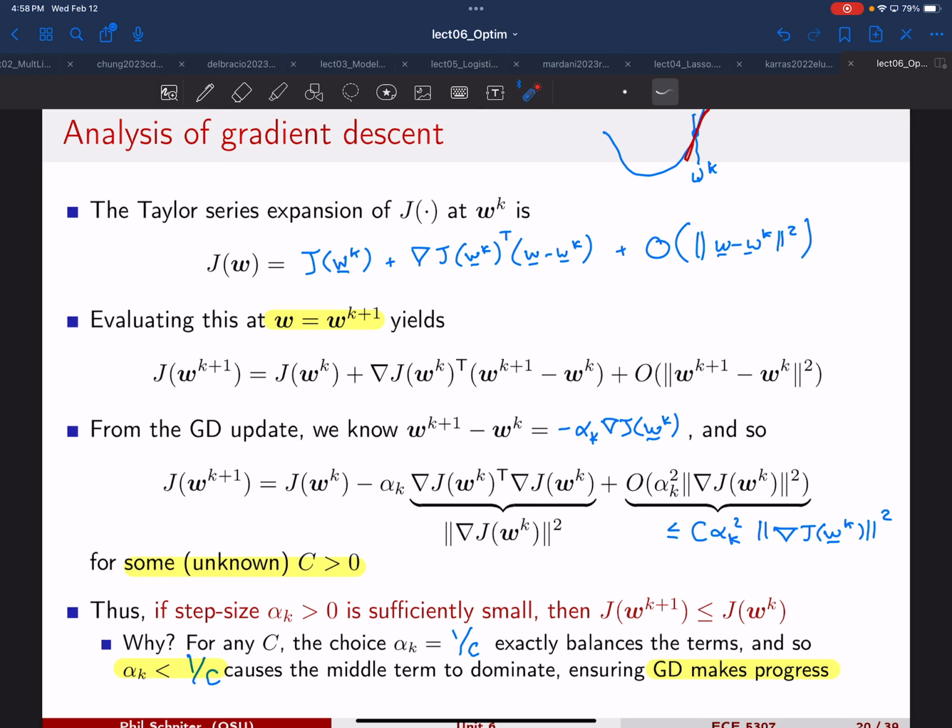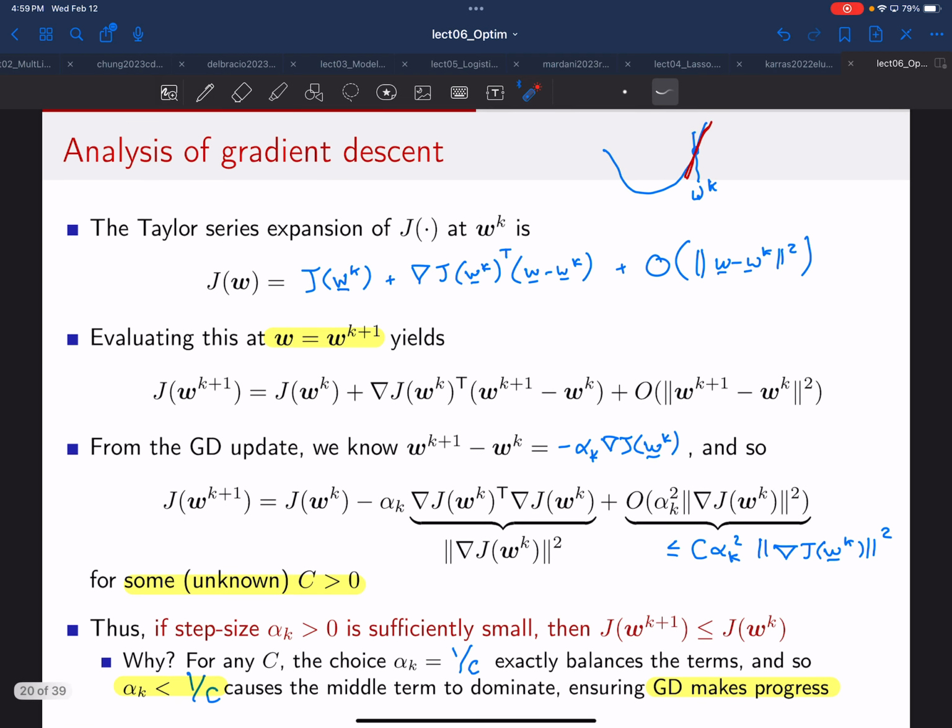So, if the value of alpha k is between 0 and 1, this should always work. Well, okay, we need alpha k to be between 0 and 1 over C to make progress. If alpha k is exactly 1 over C, then these two terms could cancel and we might make no progress. And if alpha k is greater than 1 over C, that means that actually we could make negative progress. Okay, good. Any questions? Okay, excellent.